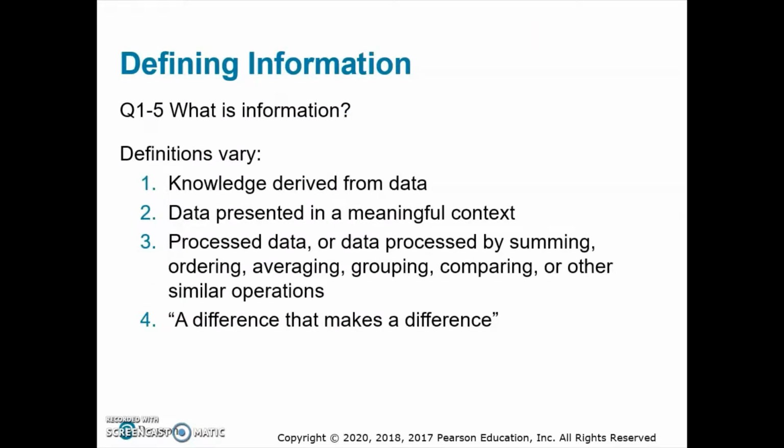But what's information? This is a very broad topic. Information can be anything. It's knowledge derived from data. It has to be meaningful in its context. It could be processed data. It could be raw data, charts, graphs. How we put this together really changes everything.